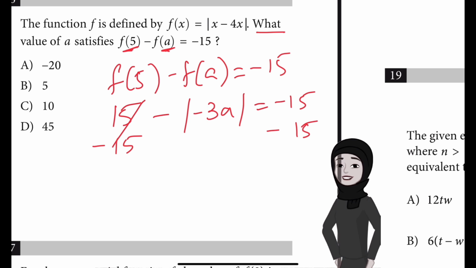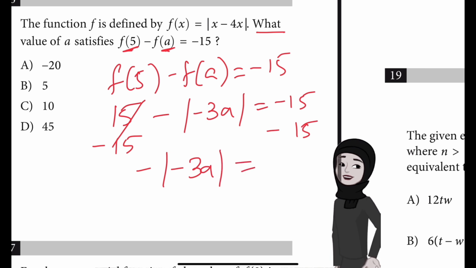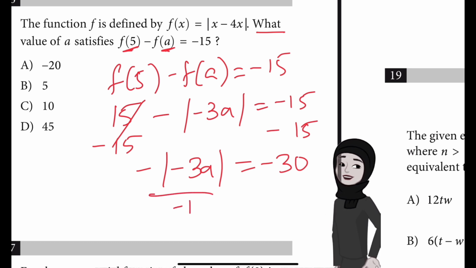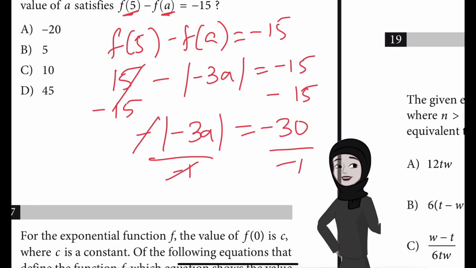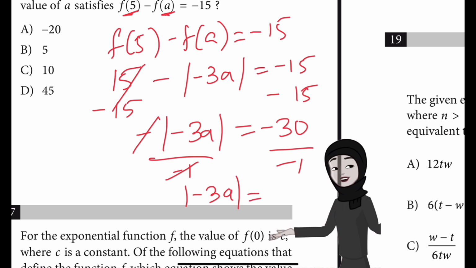And now since we are solving for a, we will perform some inverse operations to solve for a. So first subtract 15 on both sides. So we will have negative absolute value of negative 3a is equal to negative 30. Then divide both sides of this equation by negative 1. So this will get cancelled. Absolute value of negative 3a is equal to 30 because negative divided by negative is positive.